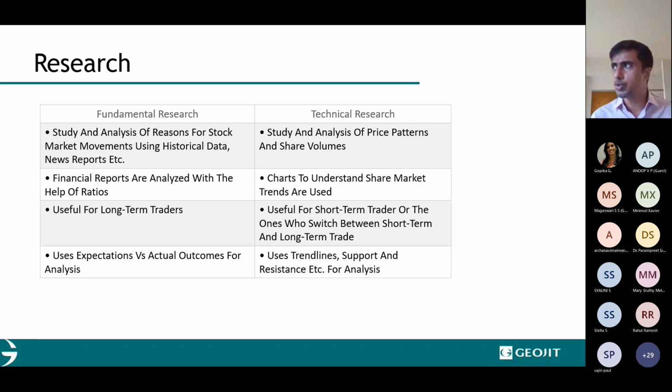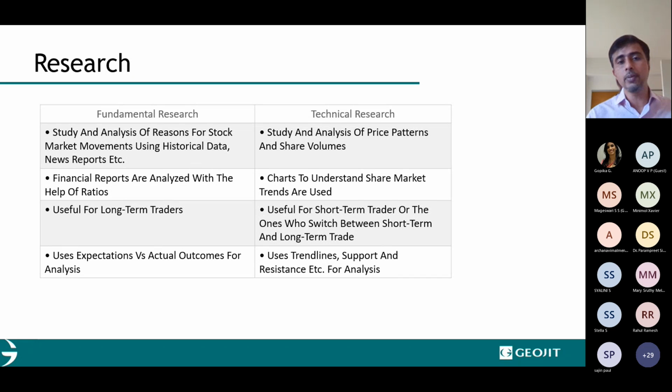That is one kind of fundamental. Technical research also, you have many technical analysts doing the technical research, and you can go behind them and see what they are investing. Fundamental research, I think you already had a separate session on. It is basically the study and analysis of stock market movements using historical data, news reports, etc. Whenever the company publishes the P&L statement or the balance sheet, the fundamental research analysts take that data and analyze it. Financial reports are analyzed with the help of ratios, so each of the ratios is compared.